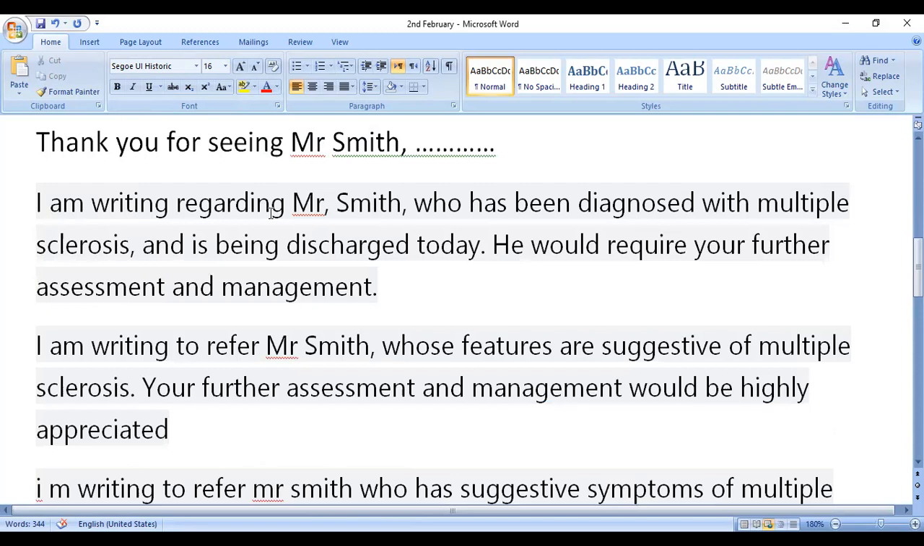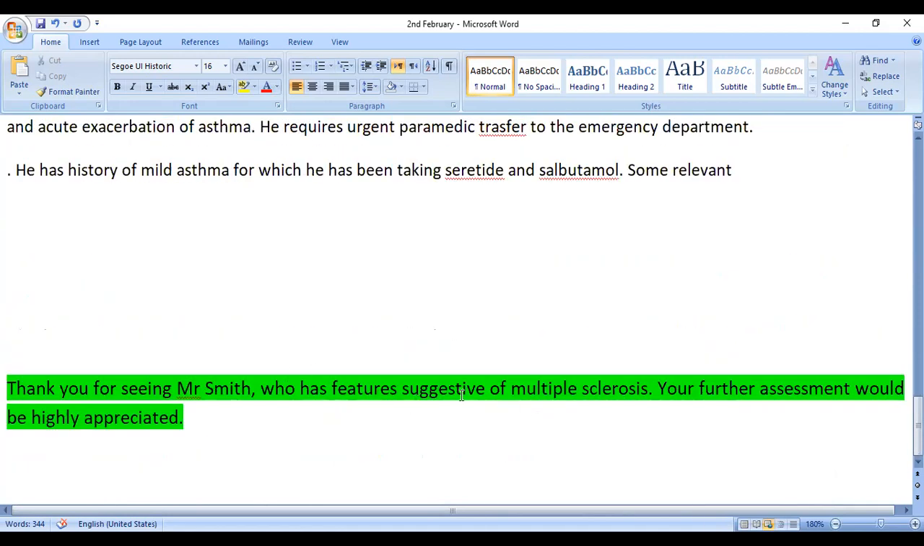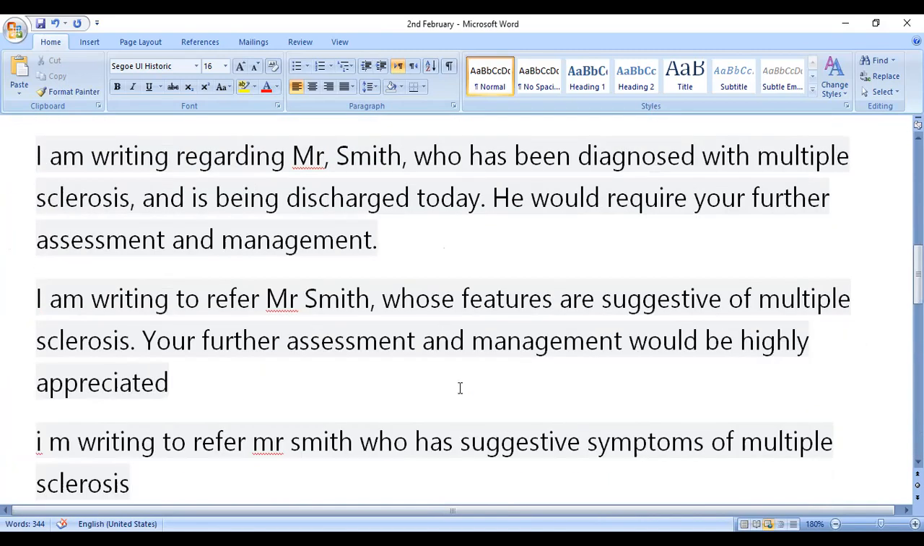"Regarding" I usually use at the end, when we are not sure whether it is a referral letter or a discharge letter. I am writing regarding Mr. Smith, who has been diagnosed with multiple sclerosis and is being discharged today. If it is a discharge letter, then it is okay, Ms. Farah. If it is a referral letter, then we will write like this.